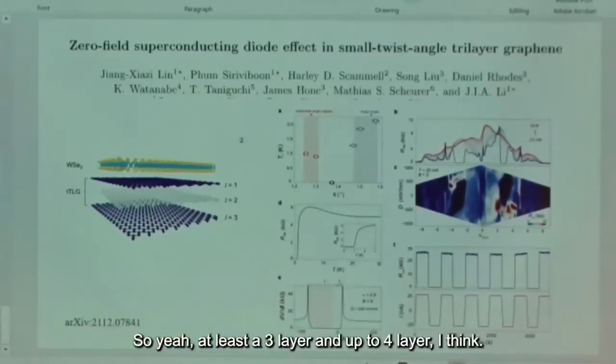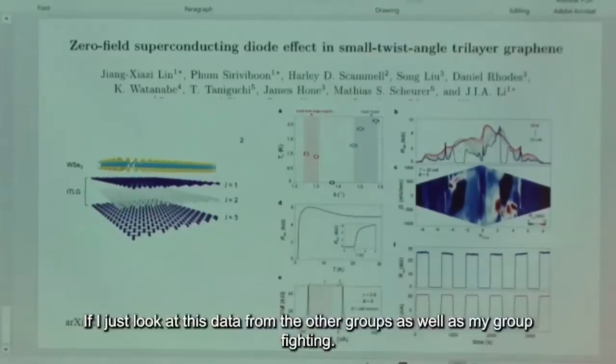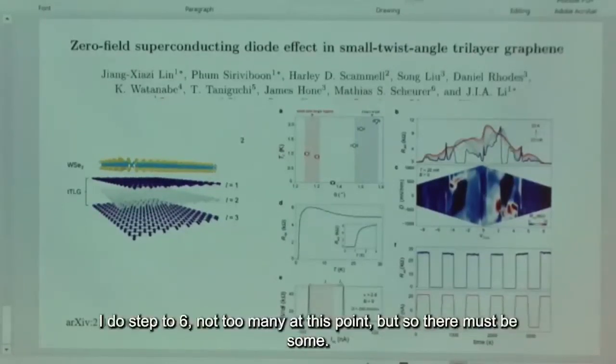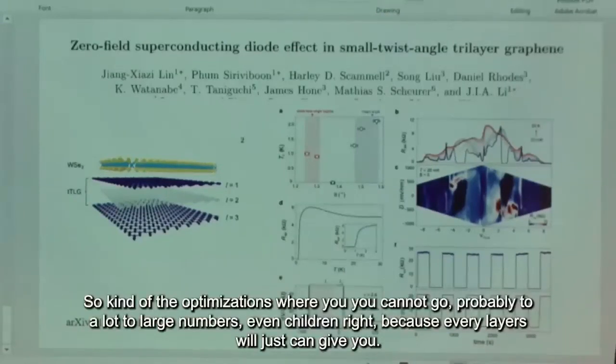So at least 3 layer and up to 4 layer. I think that if I look at the data from the other groups as well as my group, there are more similarities between them. I think statistics is not too many at this point, but that seems to be the way. So there must be some kind of optimization, right? You probably cannot go to too large numbers eventually, because every layer will give you uncertainties, right?